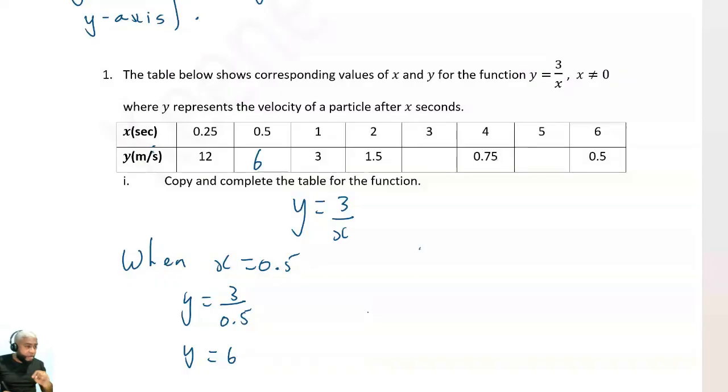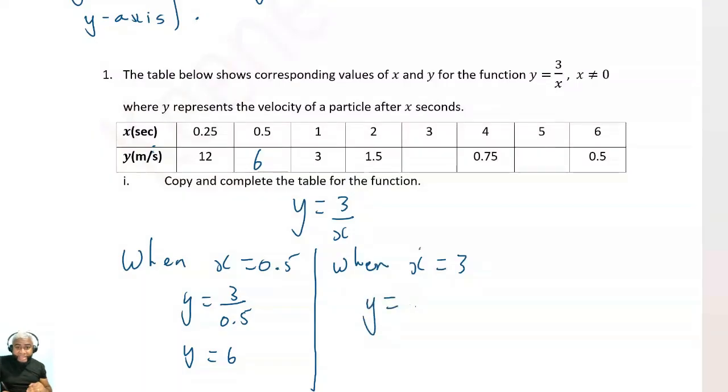We have another column where the value of y is missing. Let's find the value of y. So I'm just going to put a little partition here, right? What is the value of x for that column where y is missing? The next column. What's the value of x? 3. Excellent, right? So you're using the same function above, which is y is equal to 3 divided by x. So in this case it would be 3 divided by 3. Excellent. So y is equal to 1. I'm going to put that one here.